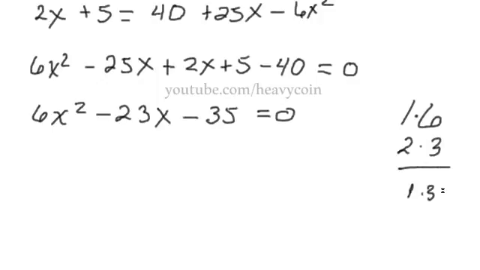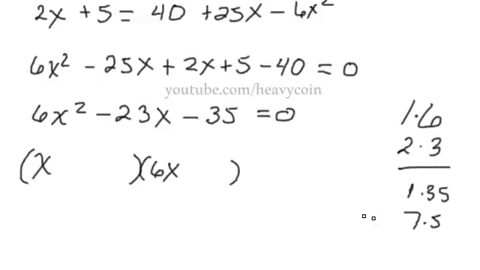35, you have 1 and 35, and 7 and 5. Alright, I'm going to go ahead and use 1 and 6. I don't know how long this is going to take to do this problem. And down here, let's use a 7 and a 5. So you're going to see trial and error in action here. X times 6x is 6x squared. Let's see.